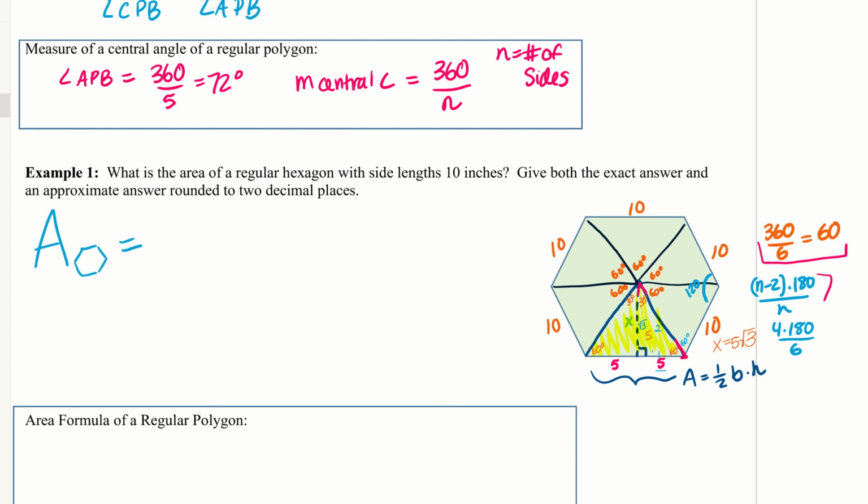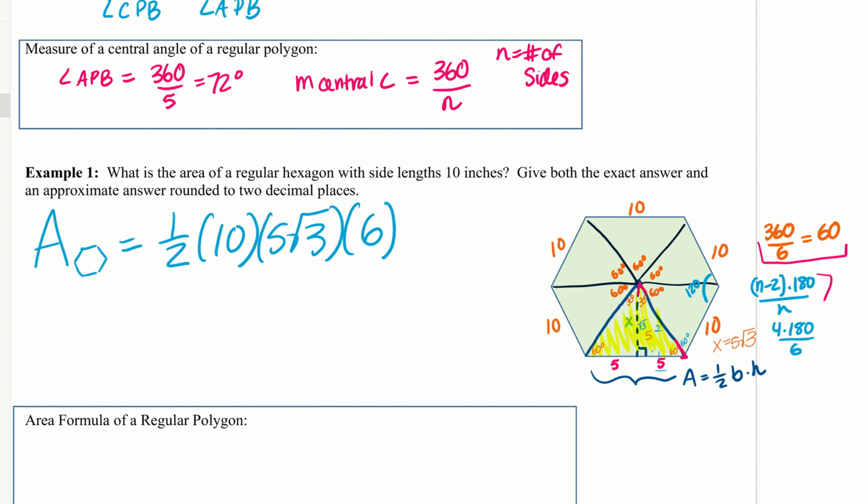I'm going to take the area of one of my triangles. The area of my triangle is 1/2 base times height, so it's going to be 1/2 my base, which is the side of my shape, so that's going to be 10, times my height of my triangle, which is my apothem, which is 5 root 3, times 6, because I have a 6-sided shape, so I have 6 different triangles in there that are all the same.